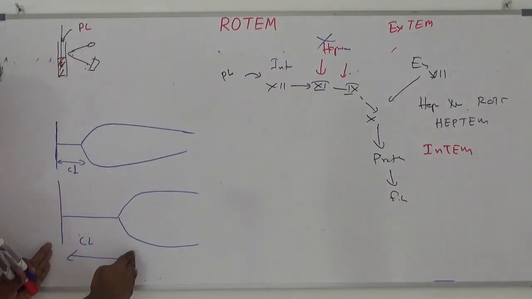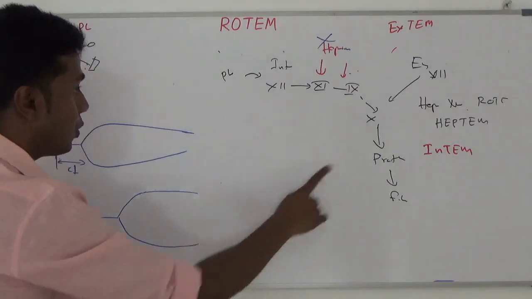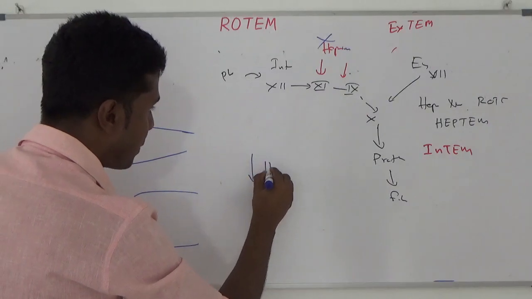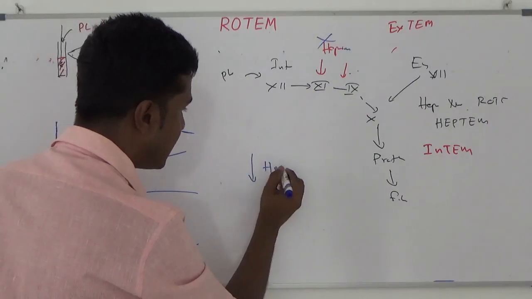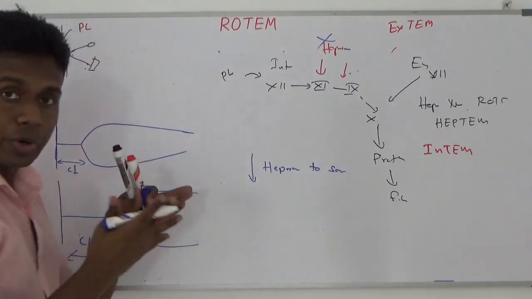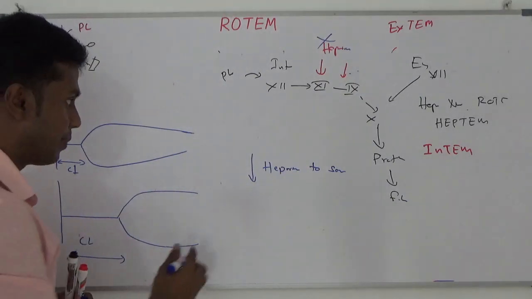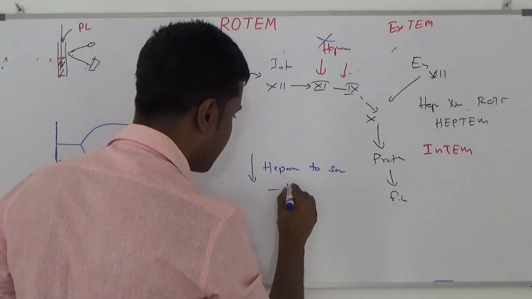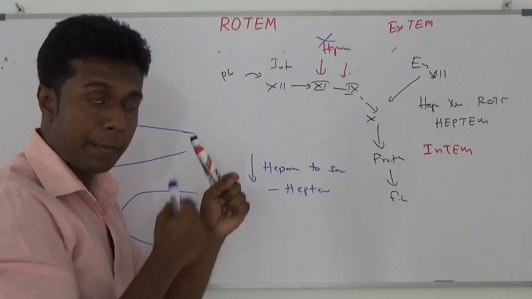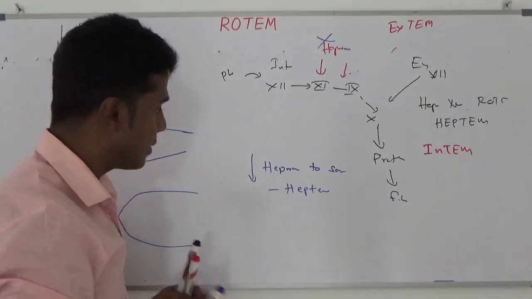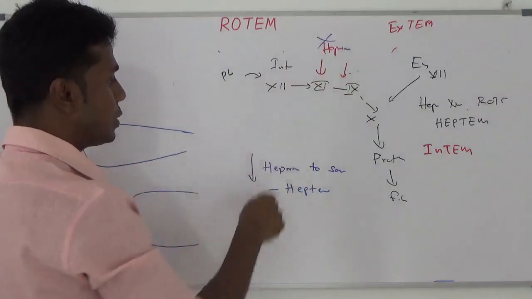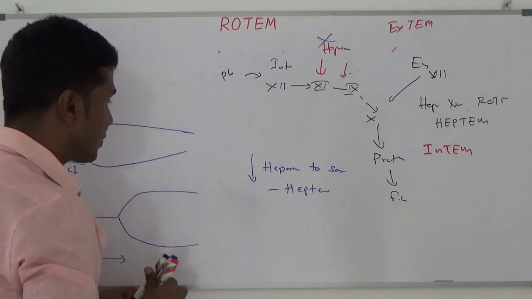If I find prolonged clotting time in the intrinsic pathway or INTEM, what I am going to do is add a heparin neutralizing substance, heparinase, into the sample, and redo the intrinsic pathway for my patient. That is called HEPTIM. I add heparinase to neutralize the heparin effect and run INTEM again on my patient. Because I am adding heparinase to the sample, it is called HEPTIM.